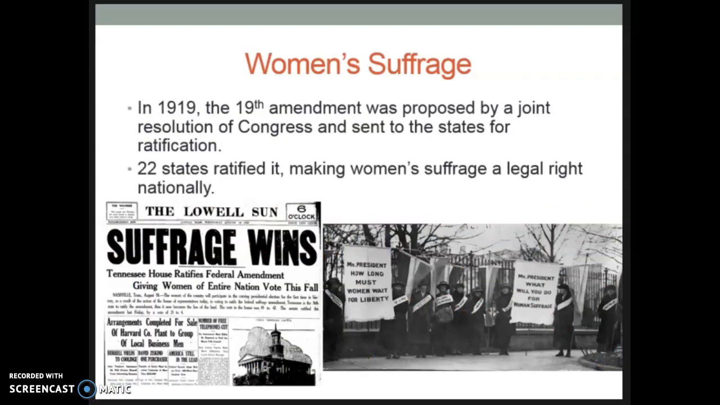Also, the 19th Amendment is going to change voting rights in the United States. As we've talked about previously, some of the Western territories were actually allowing women to vote, because remember, who was eligible to vote is a reserve power, therefore a state-by-state decision. But nationally, women were not allowed to vote. And so in 1919, they did decide to go ahead and add an amendment to the U.S. Constitution, which would guarantee women's suffrage, that a right to vote could not be denied because of your gender. 22 states ratify it, making it a legal right nationally.